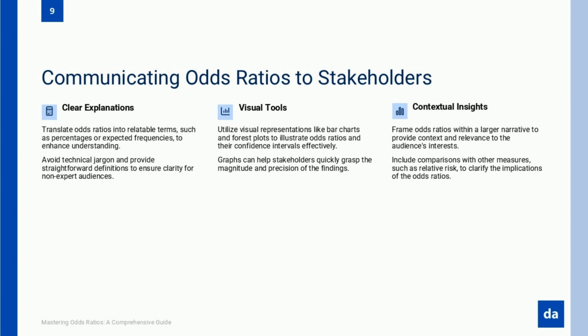Lastly, tailor your communication strategy to your specific audience. Consider their background, level of statistical knowledge, and what they hope to gain from the information. A presentation to a group of marketing executives might focus more on practical implications and actionable insights, while a report for a scientific committee might delve deeper into the statistical methodology.